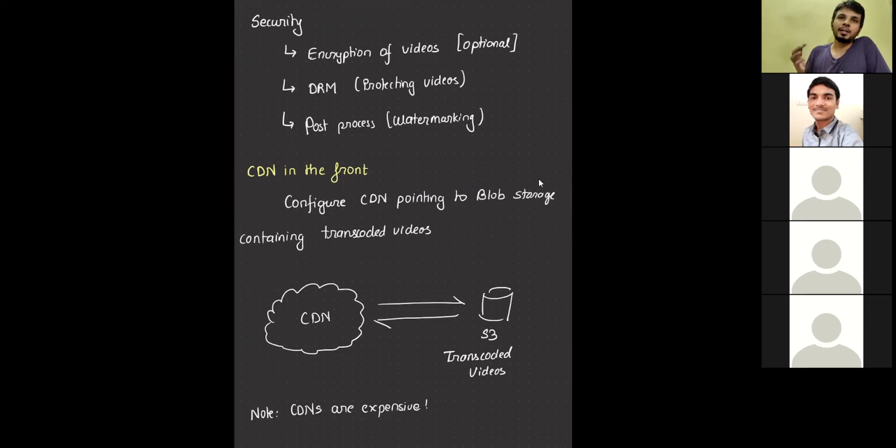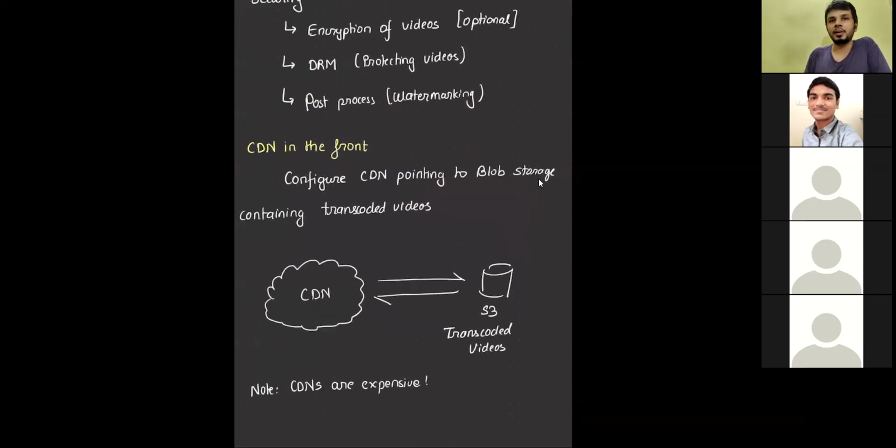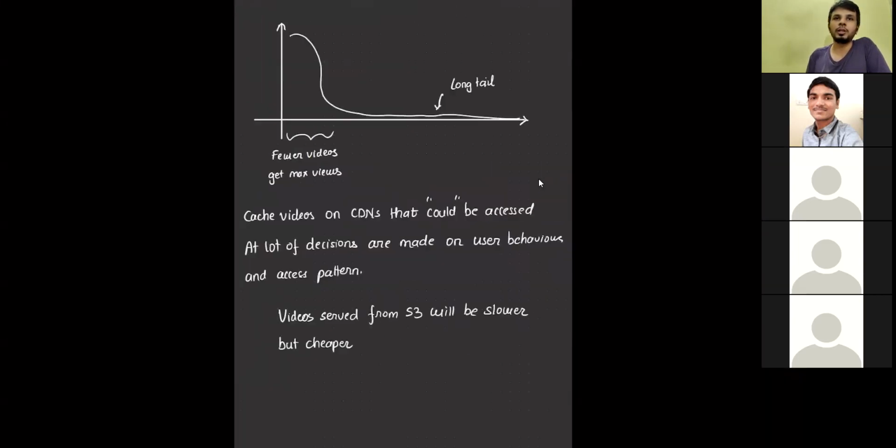Then comes another part, which is around security: encryption of videos at rest and on the fly, DRM, the way to protect videos from getting streamed, to protect against piracy. Then post-processing using watermarks and such on the video. Then you would always have a CDN in front of the blob storage to stream the video back, and the digital signature workflow remains as is.